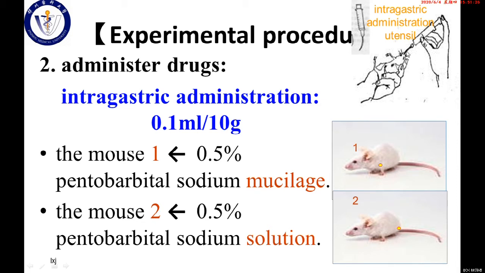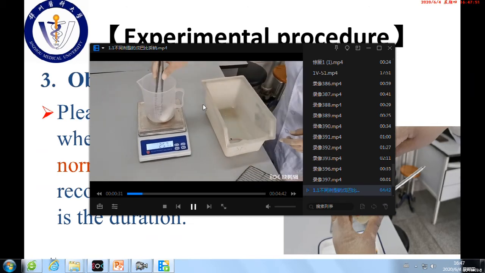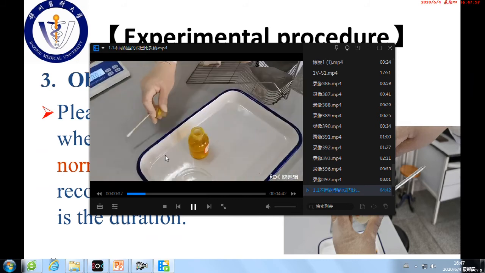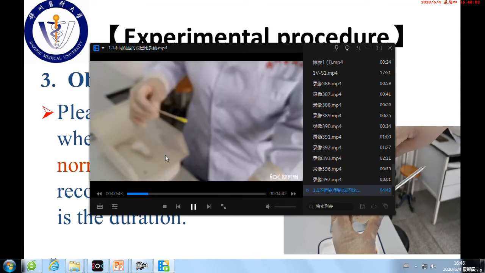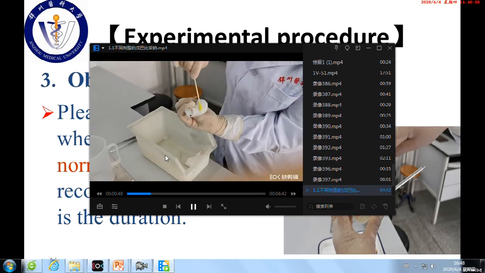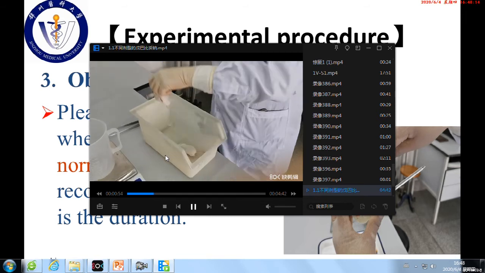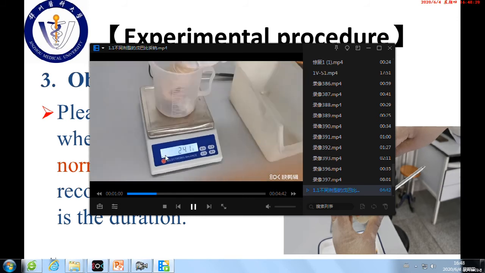Notice the needle of these injectors for the intragastric administration. For this mouse, its body weight is 25.7 gram. In order to calculate the required volume for this mouse, you can record the rounded value of its body weight. So it's 26. This is 24 gram.